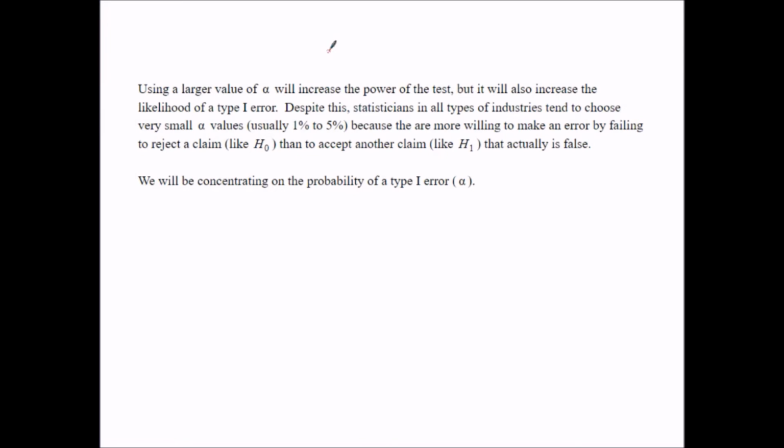Despite this, statisticians in all types of industries tend to choose very small alpha values, usually 1% to 5%, 0.01, 0.05, because they are more willing to make an error by failing to reject a claim than to accept another claim that is actually false. We will be concentrating on the probability of a type 1 error, alpha. Let's go back to that statement. They're more willing to fail to reject a claim. Statisticians would rather accept a claim than to accept a claim and then have it be false. So they're more willing to chance a type 1 error than a type 2 error.